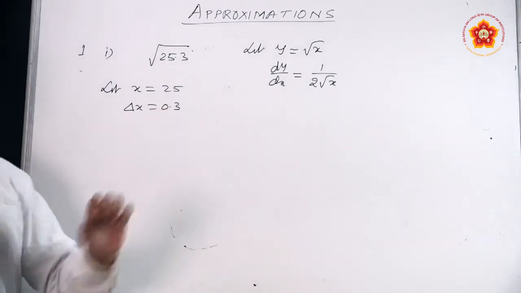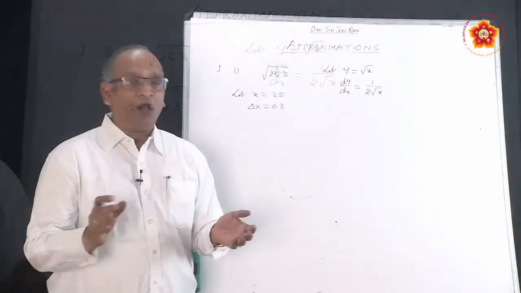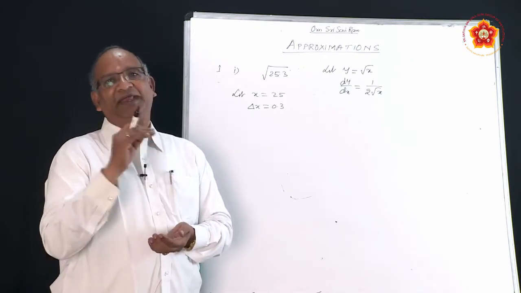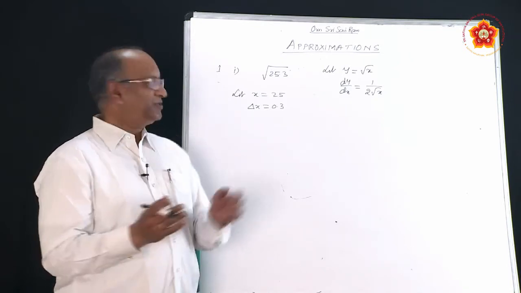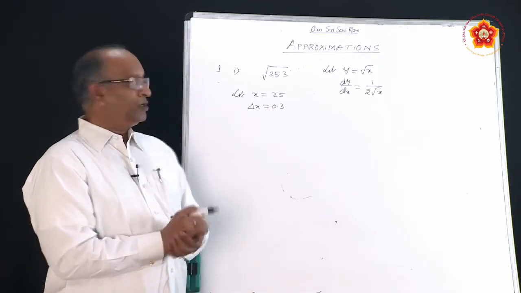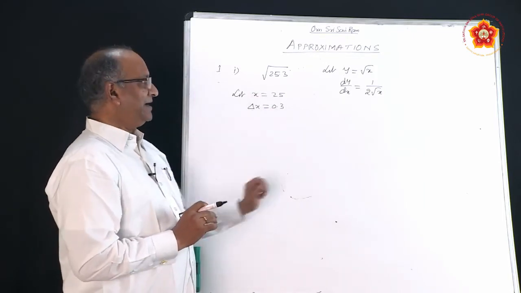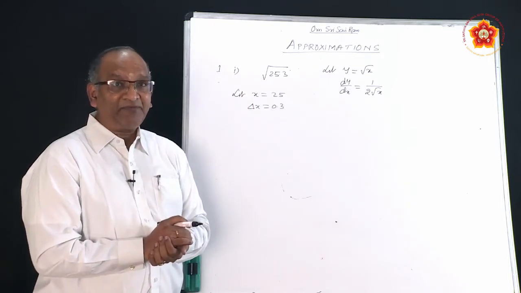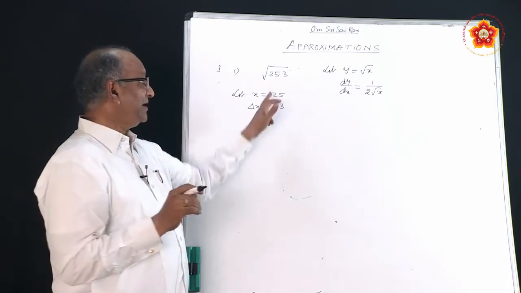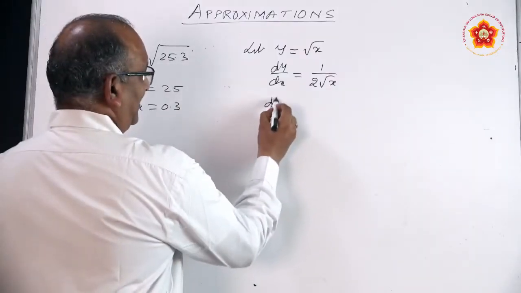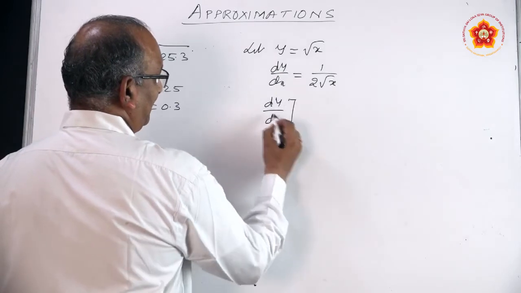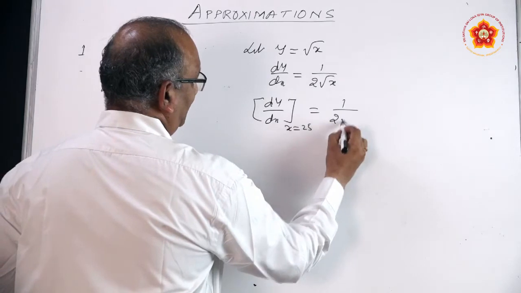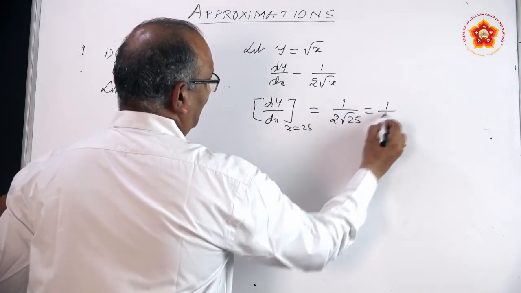Remember, this delta x which we are taking need not always be positive, it can be negative also. If it is negative, we will take it with a negative sign. If it is positive, we don't mention the sign. So we know x, we know delta x, we also know dy by dx. We need to know dy by dx at x equal to 25. So what is that? dy by dx at x equal to 25 is equal to 1 by 2 root 25, or in other terms 1 by 10.